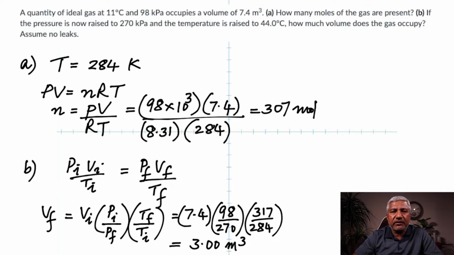Go on, Kian. But that 98 in the equation would be 98,000? Correct. 98 kilo, and 1 kilo is 1,000 pascals, so that's why I put it as 98 times 10 to the power 3. You can put it as 98,000, same thing.